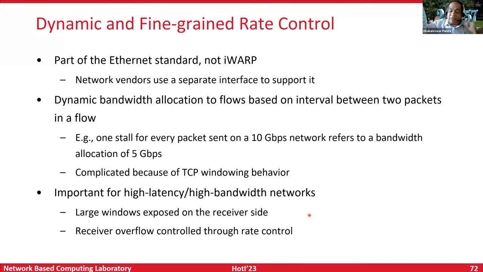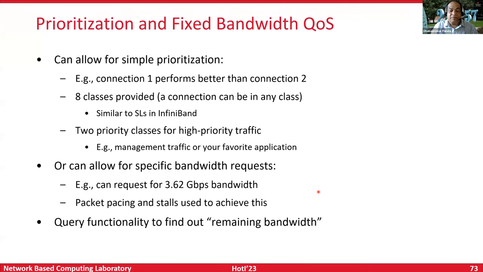if I keep on sending messages and something happens at the receiver and something gets dropped, by the time I receive the response back, there are so many packets in the pipe, I have to actually drop all those things and the utilization is very poor. So this is where the larger window is exposed on the receiver side. Receiver overflow is controlled through rate control from the sender side. So you typically find out what the current rate is and dynamically change it, what the health of the network is, and based on that you control. Those kinds of things you can do easily with Ethernet.